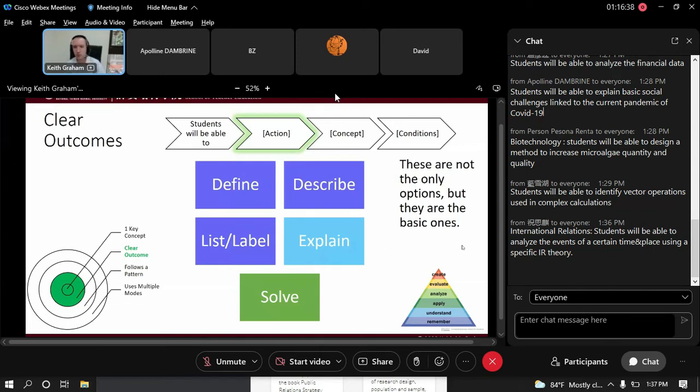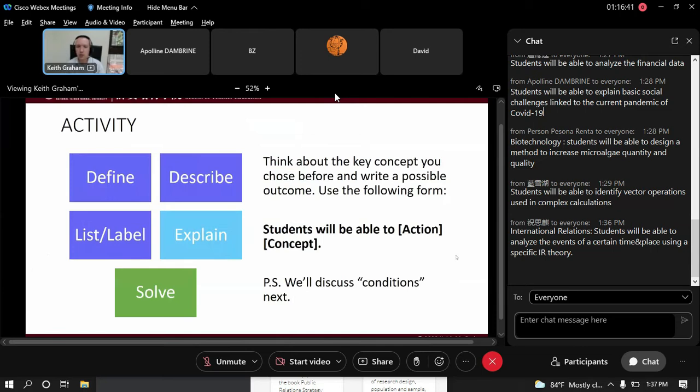Okay. So all of you have given me an outcome, and I've given you some feedback, some places where you may want to make it a little bit more clear, a little bit less broad. And the reason for this is going to be because of the next step, conditions.